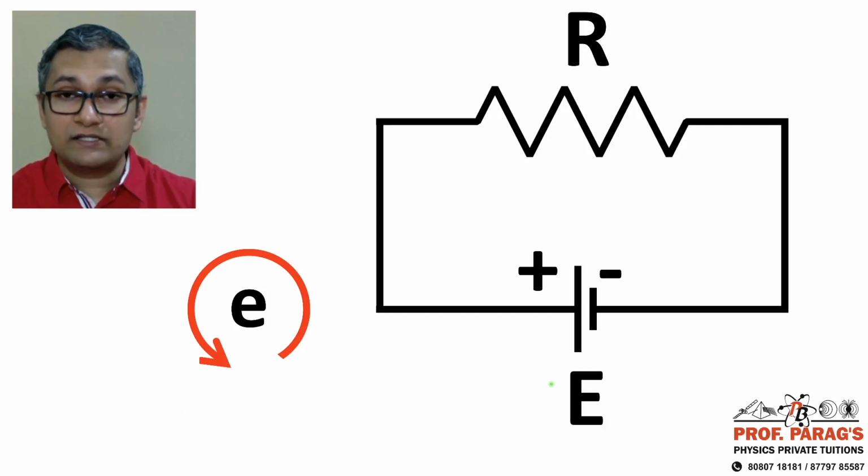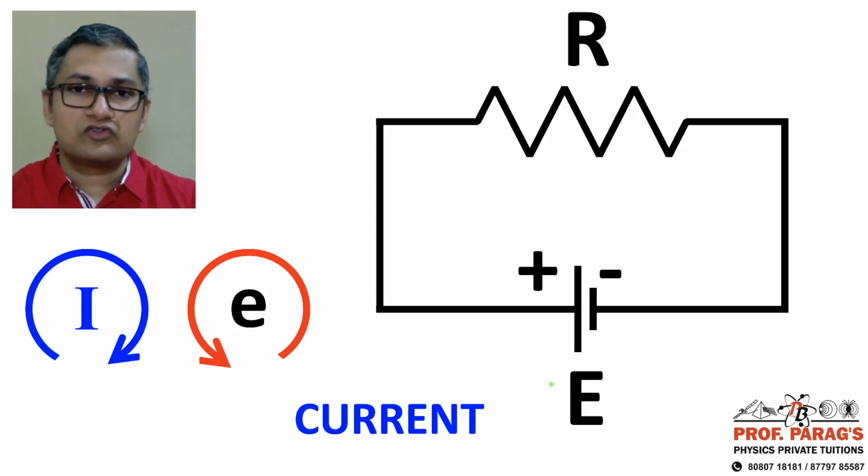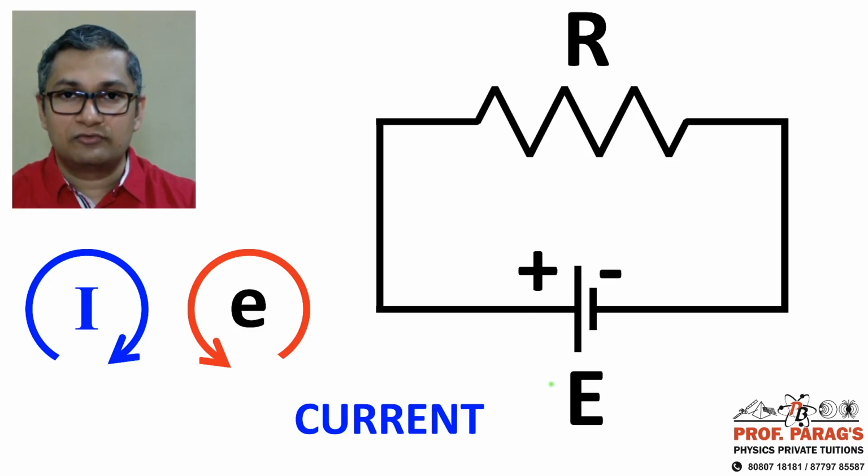So how do we resolve this confusion? Very simple. Define a new term called current. So what is this current? Let's say it flows opposite to that of the electrons, right? So that means in this diagram, it is going to flow in the clockwise direction, as you can see here, from the positive of the cell to the negative of the cell.